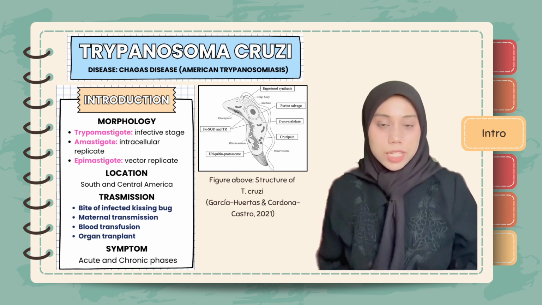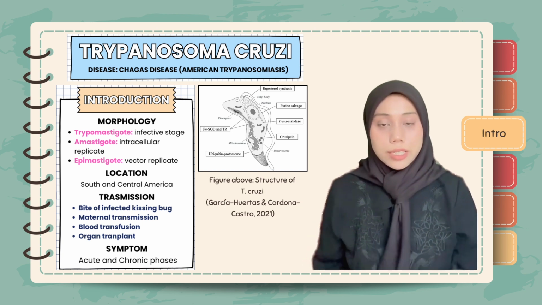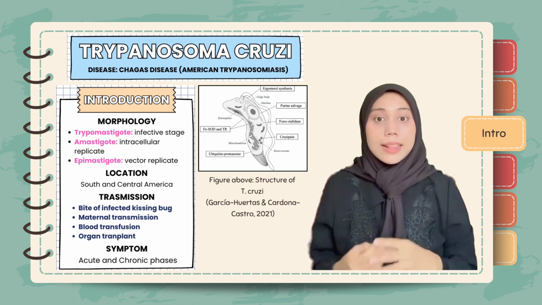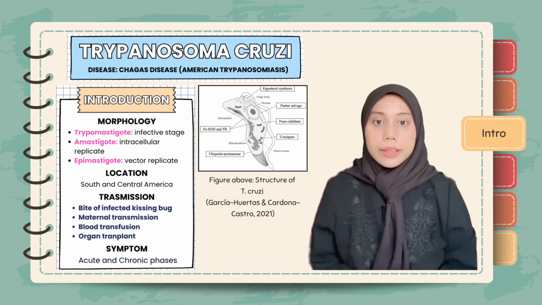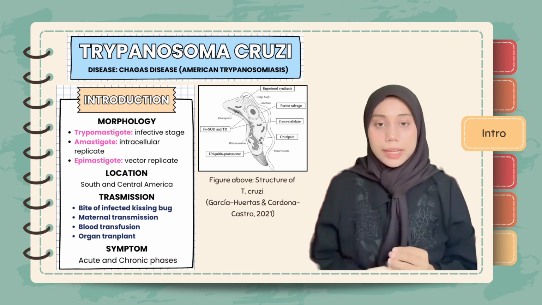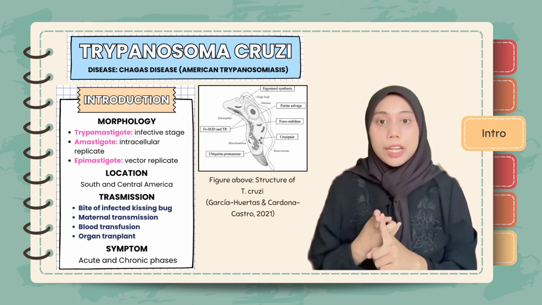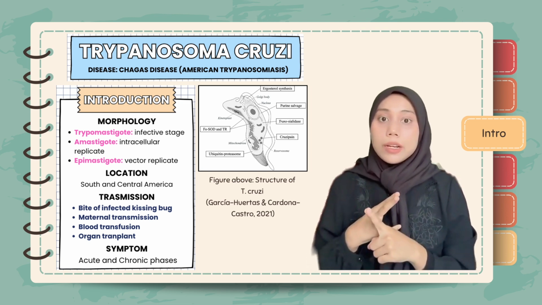The vector that brings this parasite is called the kissing bug. As you can see from the poster, this parasite is distributed throughout South and Central America. This parasite is transmitted via the bite of the infected kissing bug, through the feces of the bug. The second route is maternal transmission. The third one is blood transfusion, and the last one may be organ transplant.